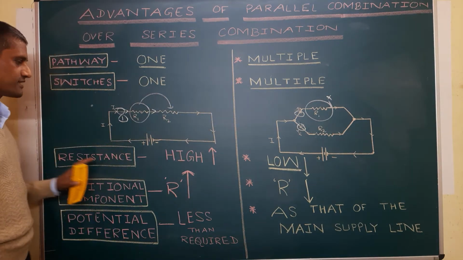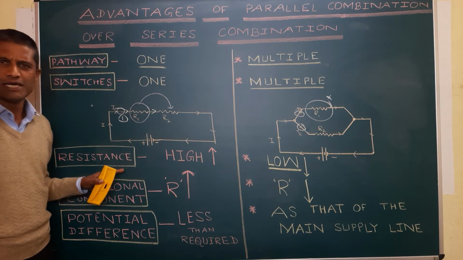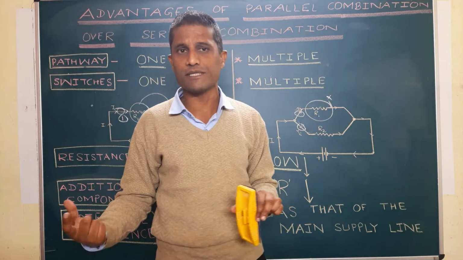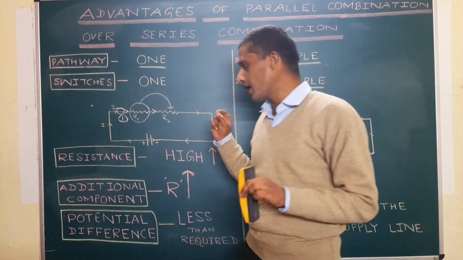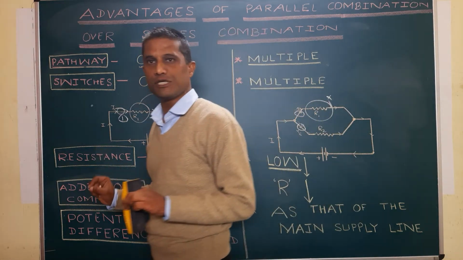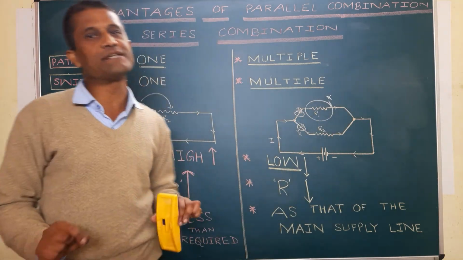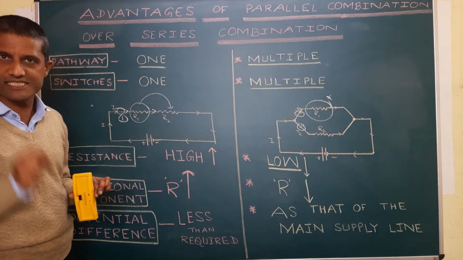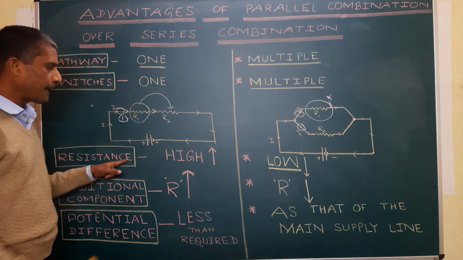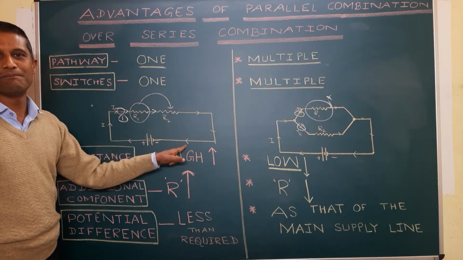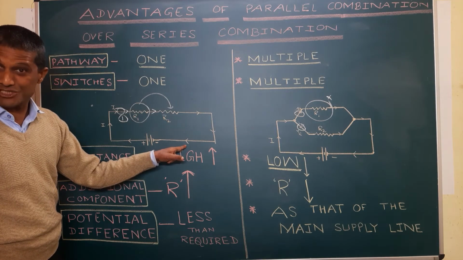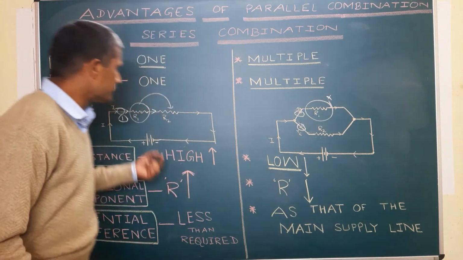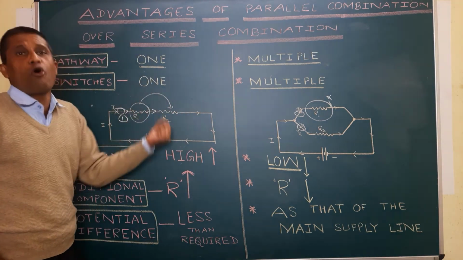Now third is the resistance. We have learnt it before, and for a detailed analysis of which resistance is low or high, you are directed to visit my previous videos. In-depth analysis has been done there. That is, resistance goes high in series combination. What does resistance do? Resistance opposes the flow of electric current.